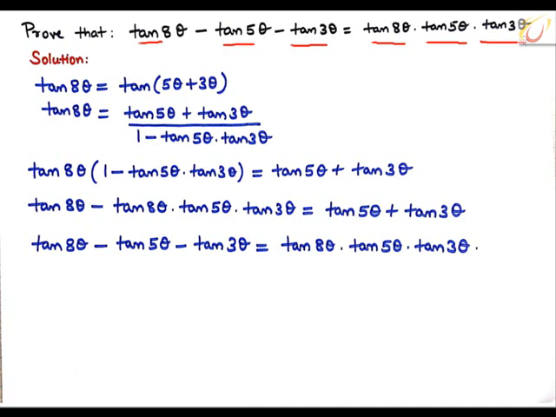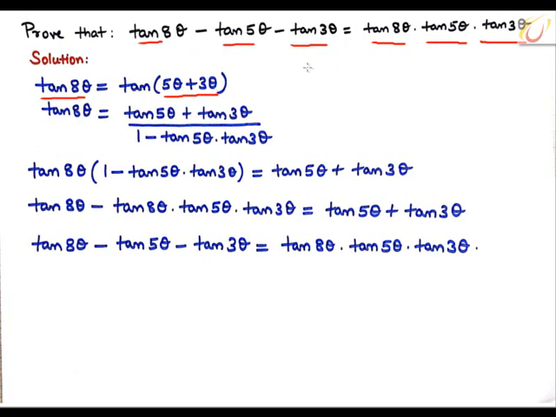So if you look at the numbers, they come out as 8, 5 and 3. So is there a mathematical link? Yes. 8 is equal to 5 plus 3. So tan 8 theta, can I write it as tan in bracket 5 theta plus 3 theta?